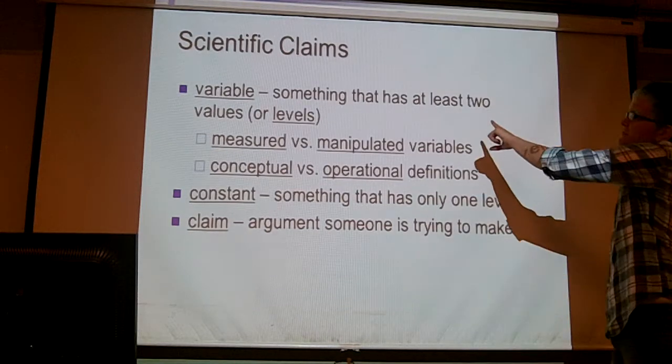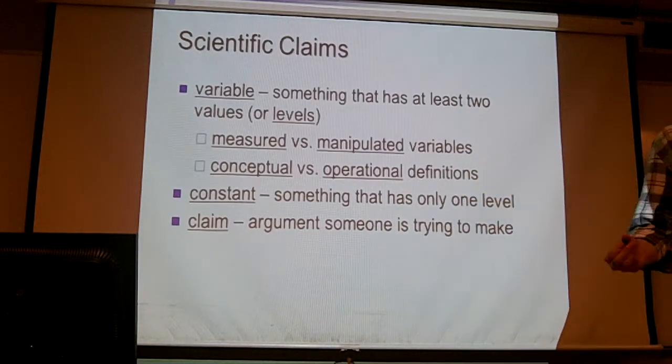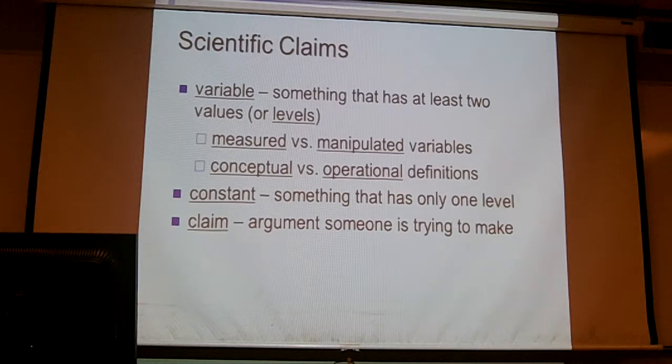Now, the alternative to something being a variable is that it's a constant. Okay? If something varies, it's a variable. If it has different manifestations in the world, it's a variable. If it doesn't have different manifestations, then it's a constant.